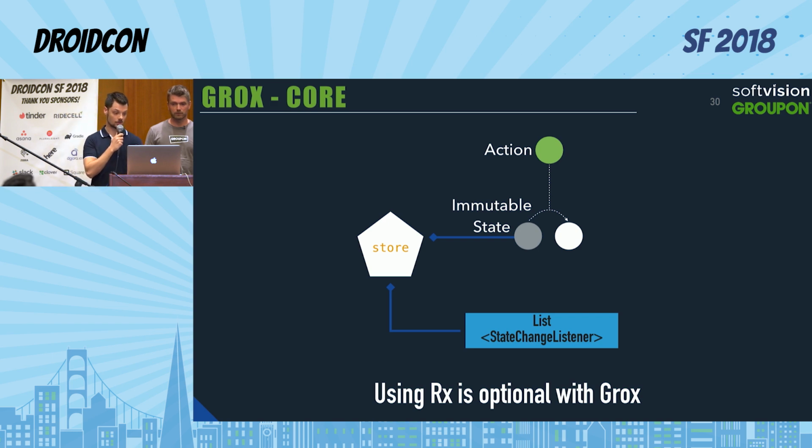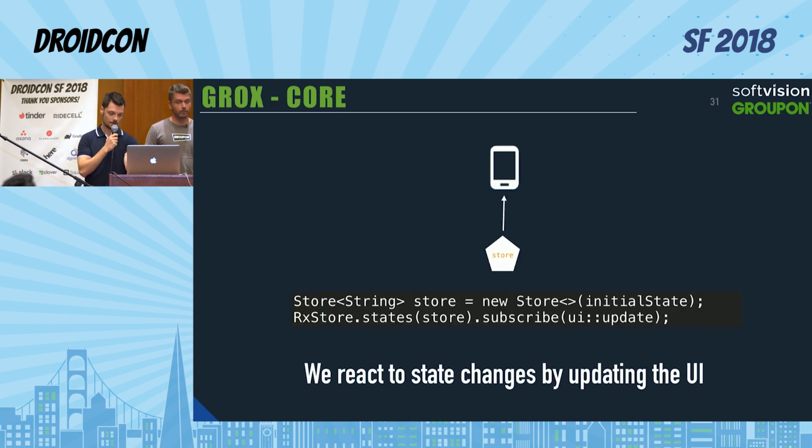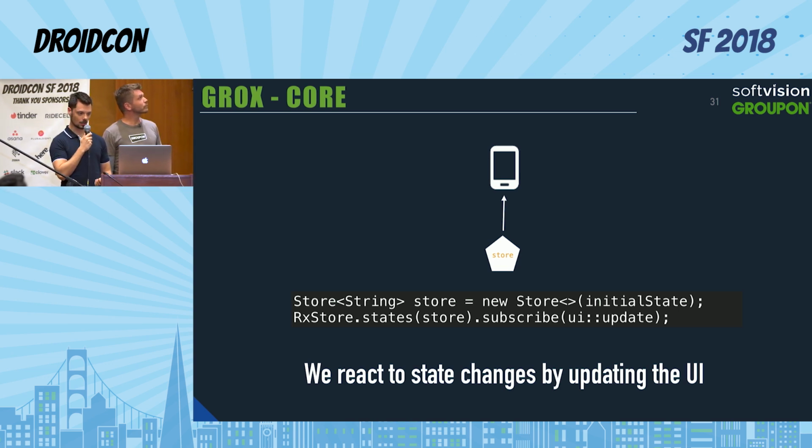Let's see a concrete example of how we can create a store. Once we create a store, you will give it an initial state. Once you subscribe to a store, you will always get immediately the current state. Next, as I said, we will use the states method from Rx store to generate an observable of states, and when we subscribe to it, we update the UI. Now, this would work with a presenter also, or a view model, it doesn't matter, so it's agnostic of the presentation layer that you use. But the important thing is that the UI will react to state changes.